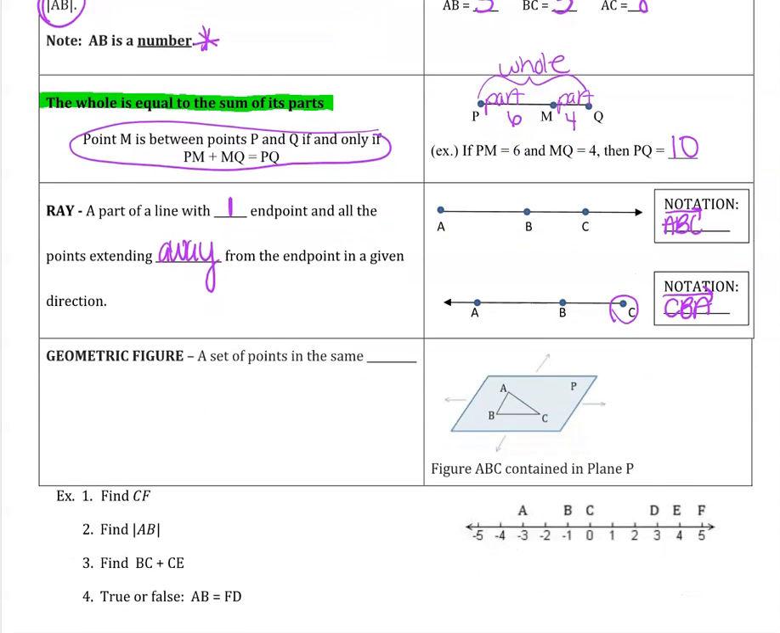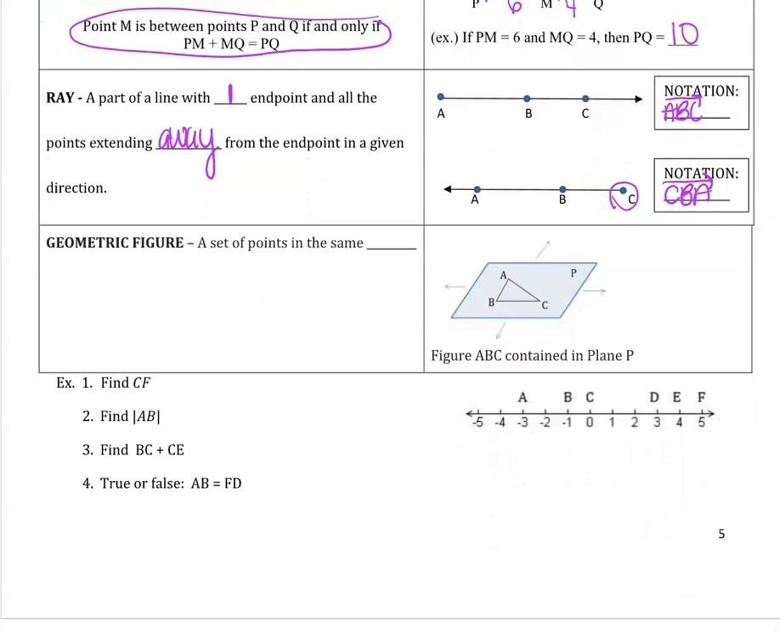All right, last vocab word here is geometric figure, and this is just the set of points in the same plane. So for example, figure ABC is contained in plane P. ABC would be a geometric figure. More specifically, it's a triangle.